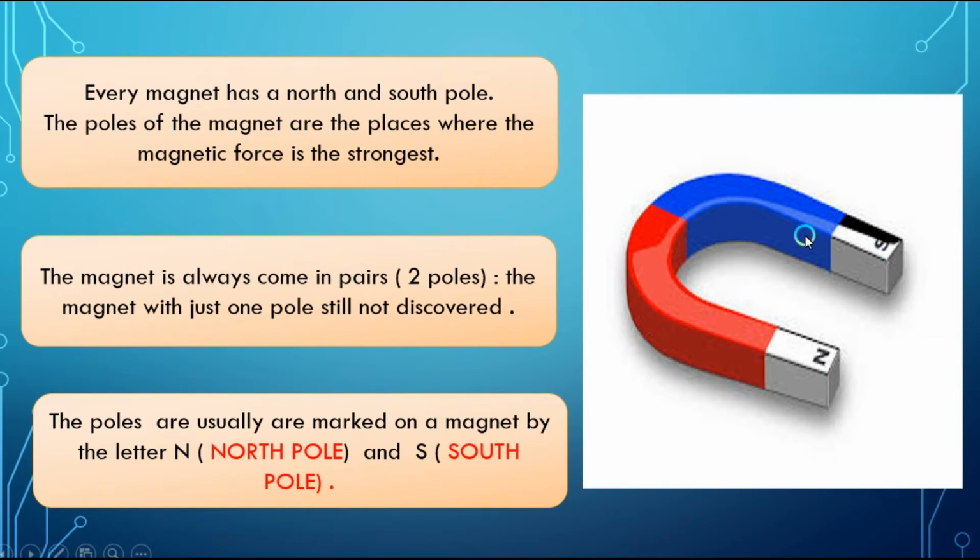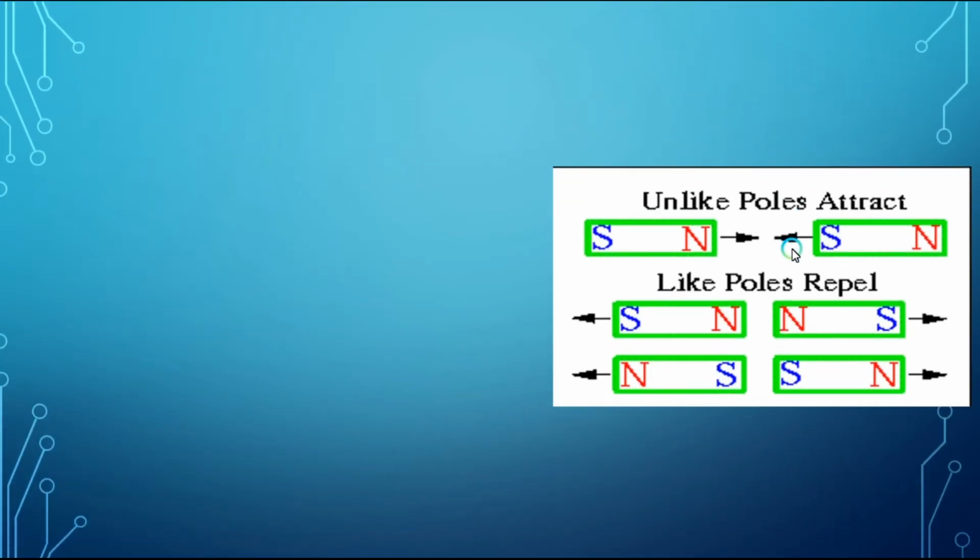So, let me repeat again, every magnet has a north pole and a south pole. The poles of the magnet are placed where the magnetic force is the strongest. You know that sometimes we have a magnet that is very strong, and sometimes the magnet is very weak. That means the force is not very high. And then how will the magnet attract and how will the magnet repel? Attract, what's the meaning of attract? Attract means it will pull each other.